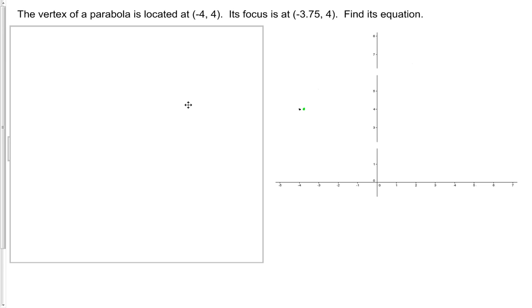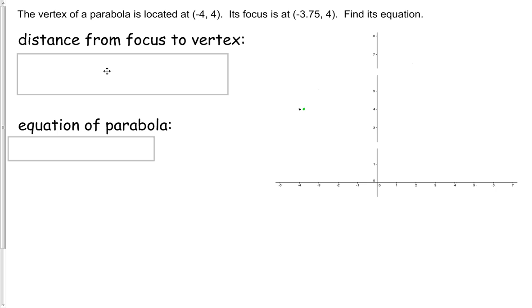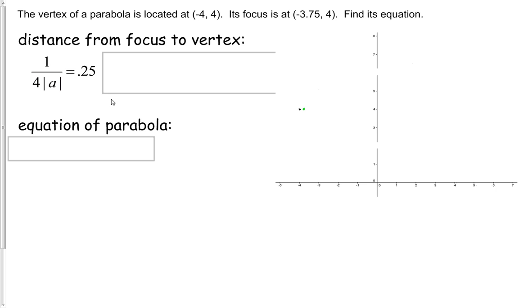So let's use the same general pattern that we used last time. This time we already know our vertex because it's given to us, so we can just write that in and start working with the distance from our focus to our vertex. Visually we can see that if they are right next to each other and their x-coordinates differ by only 1/4 of a unit, then the distance between them is 1/4. And since 1 over 4a is also the distance, we can use that to solve for a. So 1 over 4a is equal to 0.25, or 1/4.